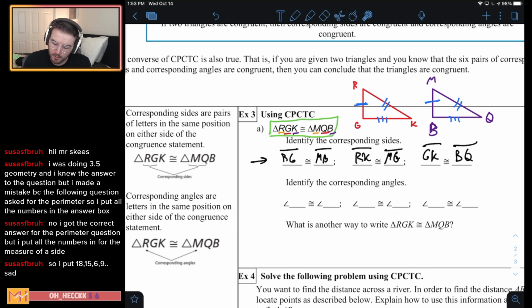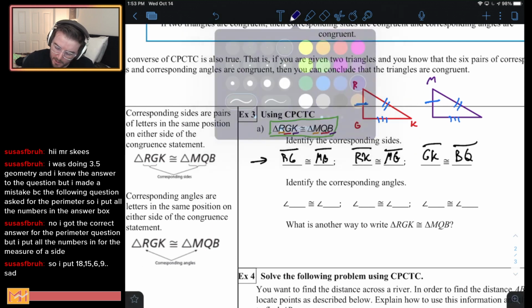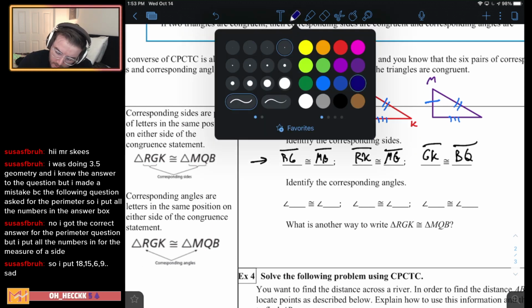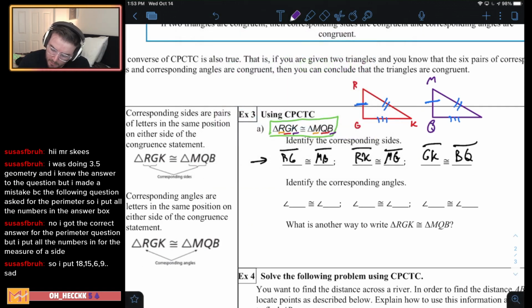RG is congruent to... Oh no, I drew this wrong. I'm sorry. This is Q and that is B, right? R corresponds with M. G corresponds with Q. And K corresponds with B.